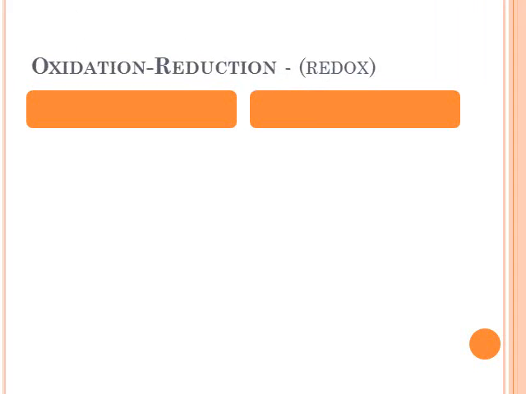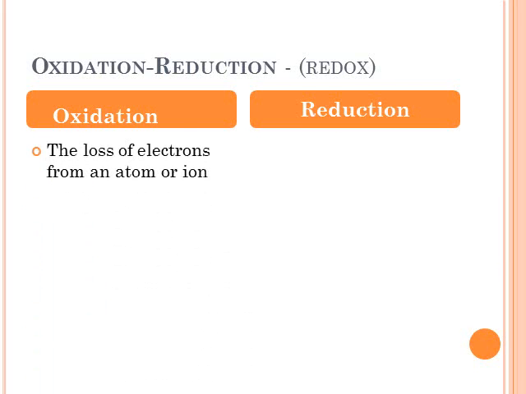All right, let's look a little bit more closely at redox reactions. So what exactly do the terms oxidation and reduction mean? We're going to keep it really simple. Oxidation refers to the loss of electrons from an atom or ion.